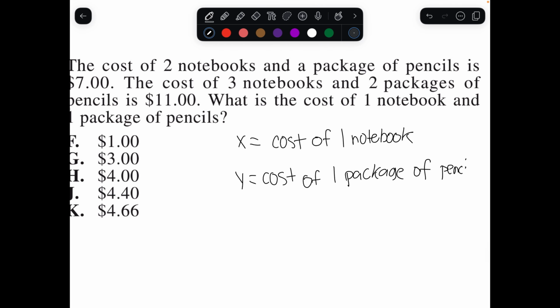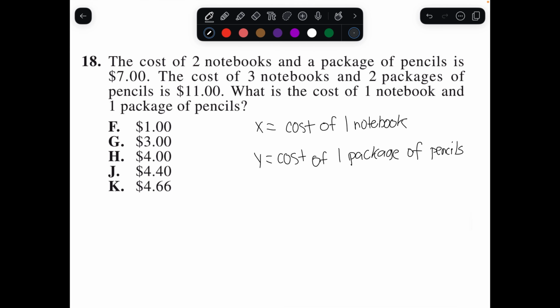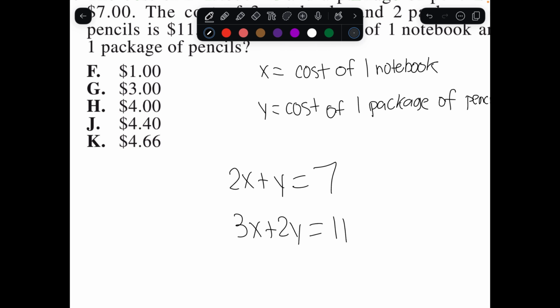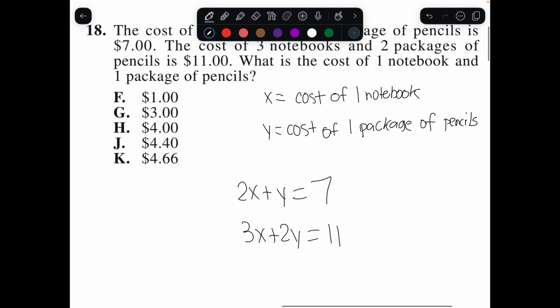Now we can just set this up like a system of equations. 2 notebooks, so 2x plus y is 7. 3 notebooks, 3x, plus 2 packages, 2y, is 11. And if we want to solve for the cost of 1 notebook plus 1 package of pencils, which is x plus y, we can just solve for x and y, and then we can figure out the cost.